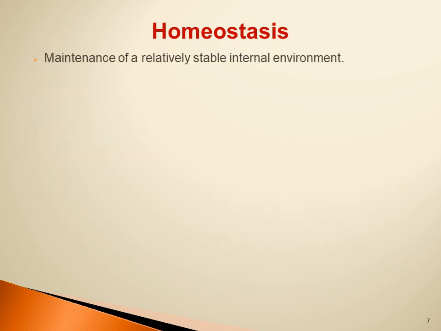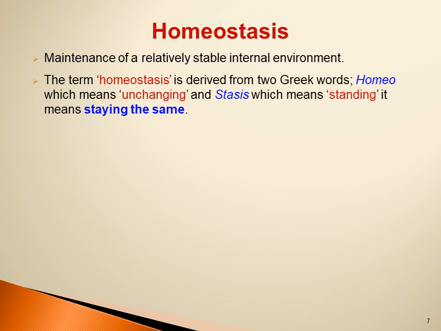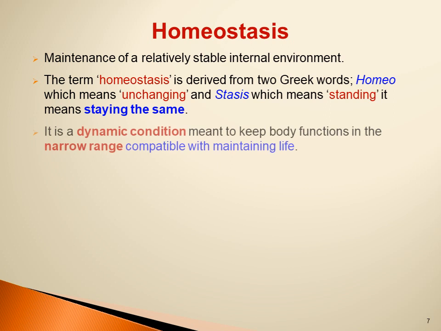As I said, homeostasis is the maintenance of a relatively stable internal environment, and the term homeostasis is derived from two Greek words. These are homeo, which means unchanging or similar, and stasis, which means standing or remaining. So the term homeostasis means staying the same or remaining similar. It is a dynamic condition meant to keep body functions in the narrow range compatible with maintaining life.